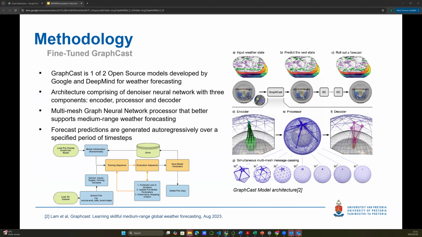GraphCast is an open-source deep learning architecture developed by Google for advanced weather prediction. It features a denoiser neural network composed of 3 core components: an encoder, processor, and decoder. Forecasts are generated in an autoregressive manner where the future values are predicted using inputs from previous time steps. This autoregressive design allows GraphCast to maintain consistency and accuracy across multiple days of forecasting. For this study, the model was fine-tuned for the Southern African region to better align with local weather dynamics.